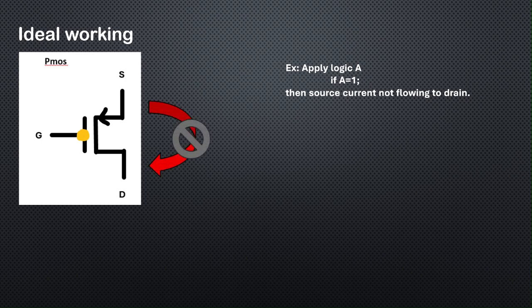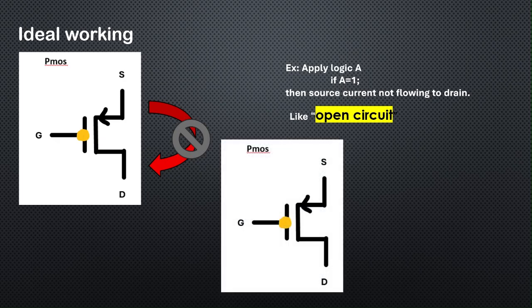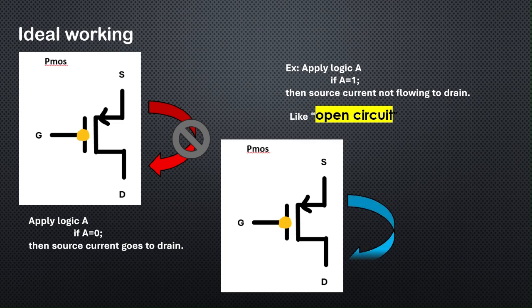As shown in the diagram, when A equals 0, the PMOS transistor turns on. So a connection is created between source and drain and current flows. But when A equals 1, the PMOS transistor turns off and no current flows. Simply put, using the same bulb and switch example in PMOS, when the switch is on, the bulb turns off, and when the switch is off, the bulb turns on. That means a PMOS transistor turns on with a low, logic 0, signal and turns off with a high, logic 1 signal. So the main difference between NMOS and PMOS is that NMOS turns on with a high signal, while PMOS turns on with a low signal.